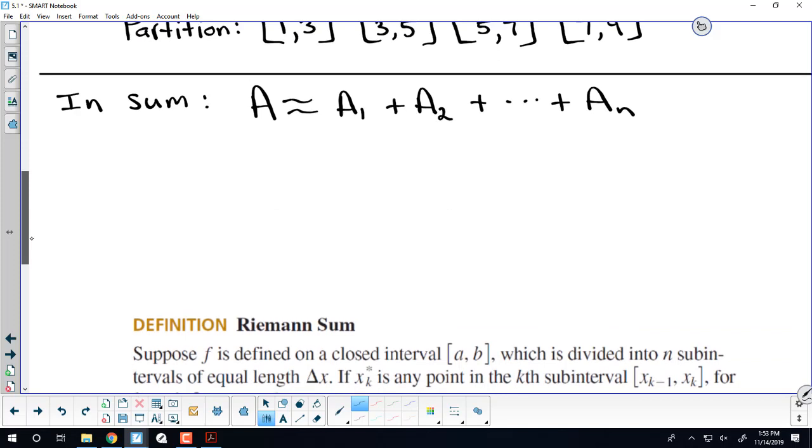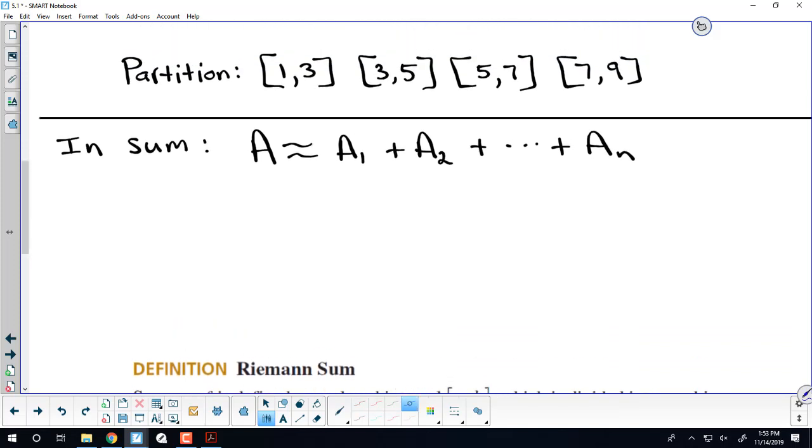So in summary, we have the area approximately area 1 plus area 2 plus area n, however many rectangles we're using. And that's length 1 times height 1 plus length 2 times height 2 plus so on and so forth, length n, height n.